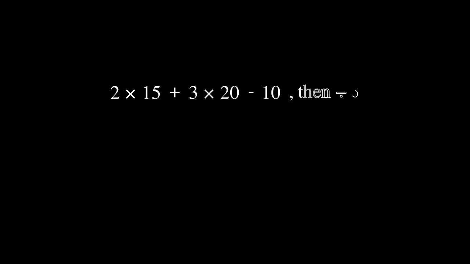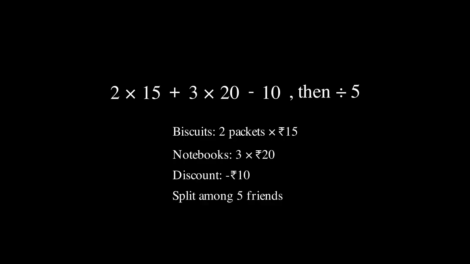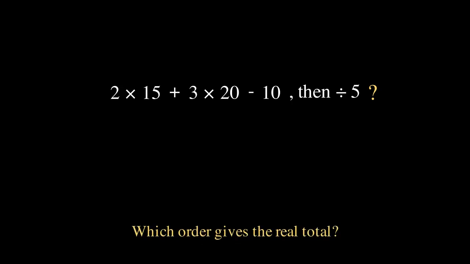Imagine you're at a store, and the cashier hands you a bill that says, 2 packets of biscuits at 15 rupees each, plus 3 notebooks at 20 rupees each, minus a 10 rupee discount, all divided by 5 because 5 friends are splitting the cost. If you just read those numbers left to right and do whatever operation comes next, you might get a totally different answer than your friend who does it in some other order.